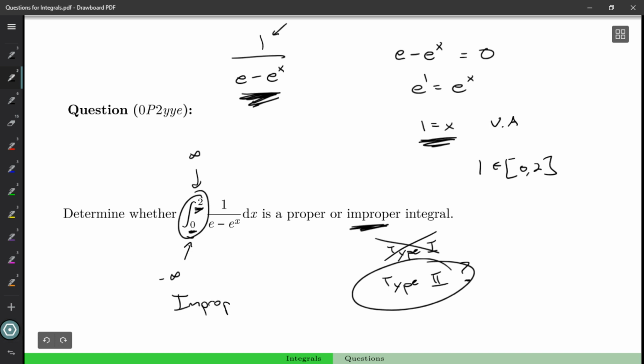So yes, it's improper. And I might even tell them it's type 2. And if somebody really asked for it, I would explain it. Okay, this function has a vertical asymptote at x equals 1. So we can't just trust the fundamental theorem of calculus because this function isn't continuous. At least not from 0 to 2.